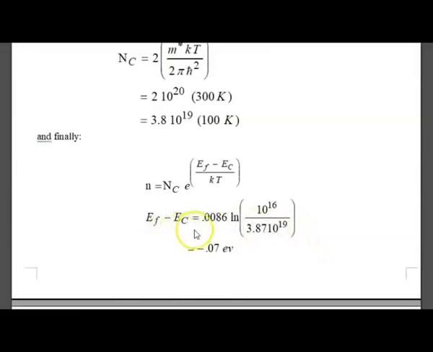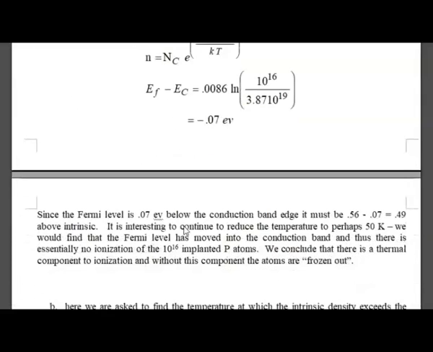So we put all that stuff in, doing exactly the same thing as we did previously, and we find that it's minus 0.07. Why is it minus? Because this number is less than 1. We take the logarithm of a number less than 1. We get a negative number, minus 0.07 eV. So it's 0.07, or 70 millivolts, below the conduction band edge. And if it's 70 millivolts below the conduction band edge, guess what? It's 0.49 above intrinsic, because 1/2 of E sub G is 0.56. So we get exactly the same answer, and that's quite nice.